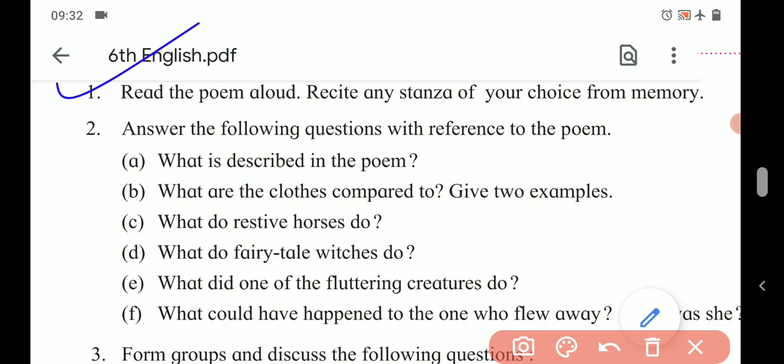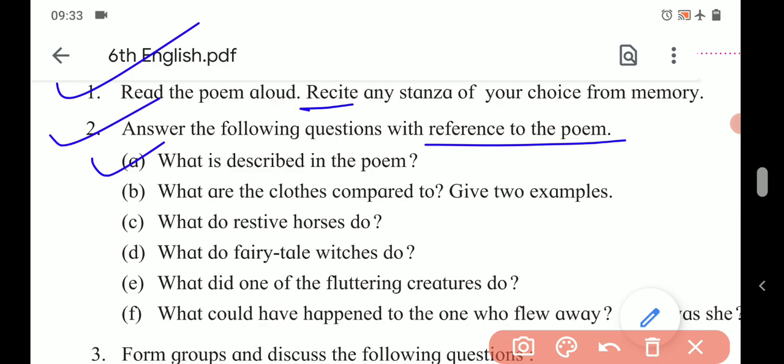Read the poem aloud. Recite any stanza of your choice from memory. So you have to read the poem and you have to recite any one stanza of your choice. Second, answer the following questions with reference to the poem. First, what is described in the poem? What do you think? What is described?